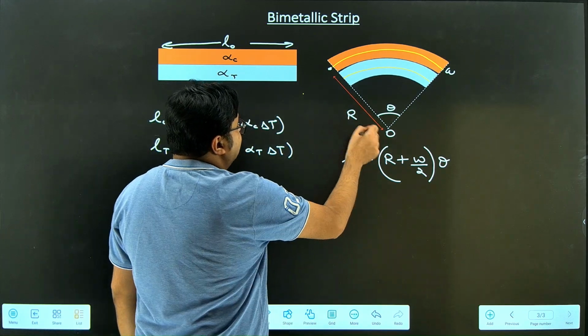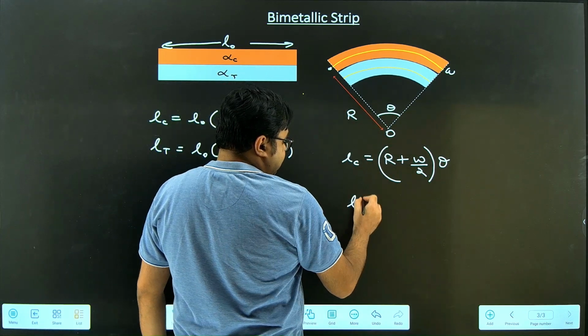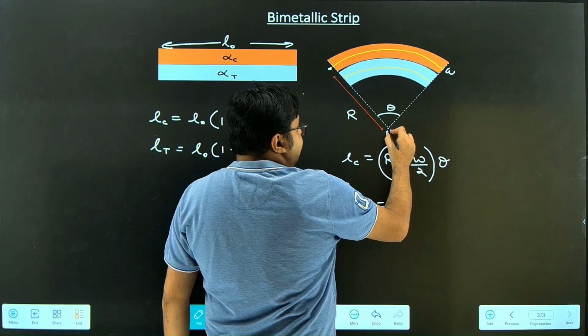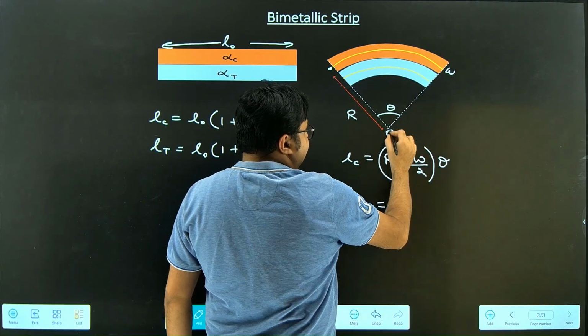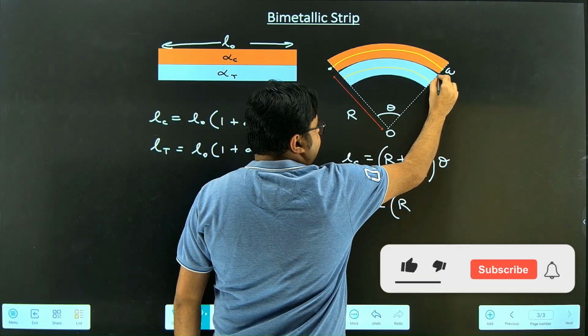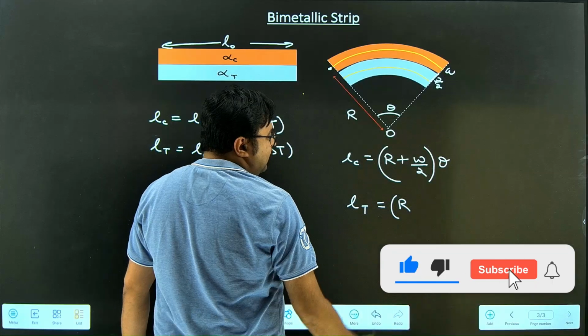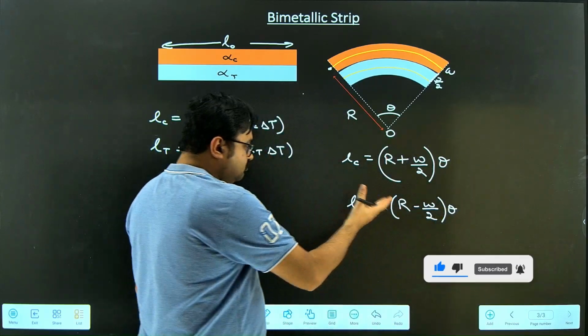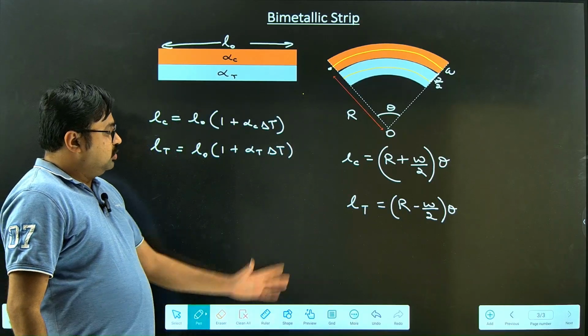And a similar thing can be done with the tungsten as well. LT would become equal to R, starting from here to here. So the radius is from here to here. The W by 2 will have to be subtracted. This much will have to be subtracted. R minus W by 2 into theta. These are the two lengths.